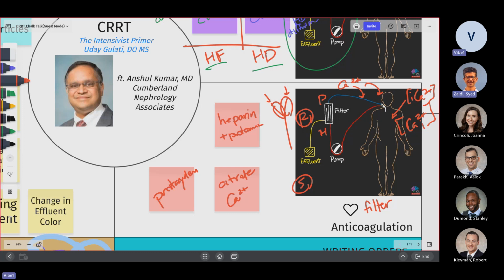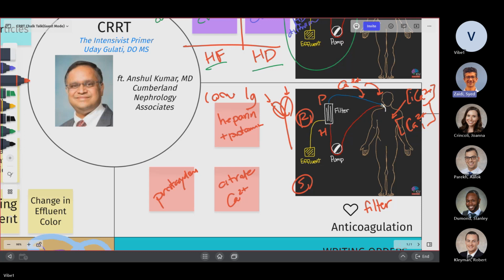We only use heparin. I know some institutions, instead of keeping that lower dose of heparin, will use a higher dose of heparin, and what they'll do is they'll just give protamine. For every 100 units of heparin, they'll give 1 gram of protamine, and they'll give it post filter. But it's good to know that we don't use it here.